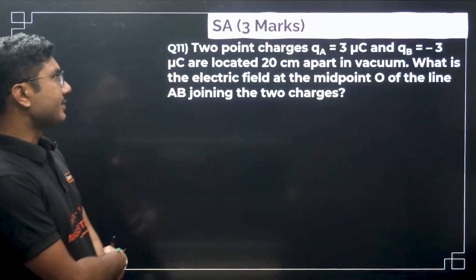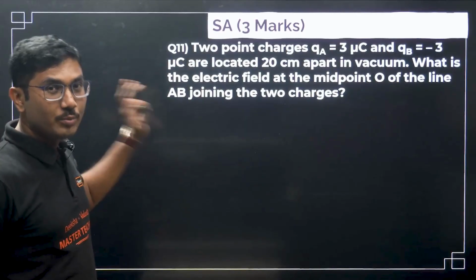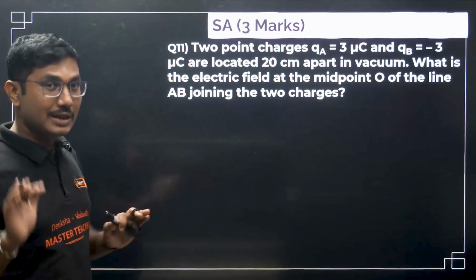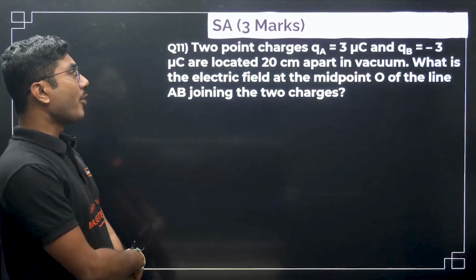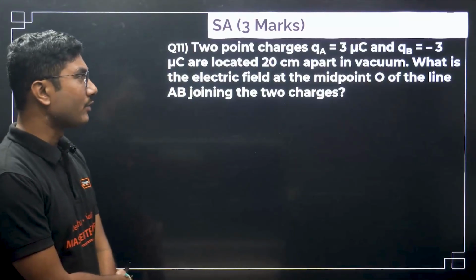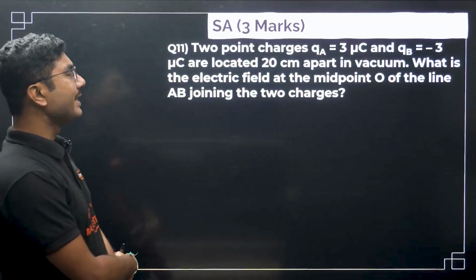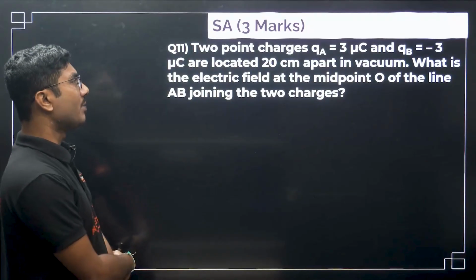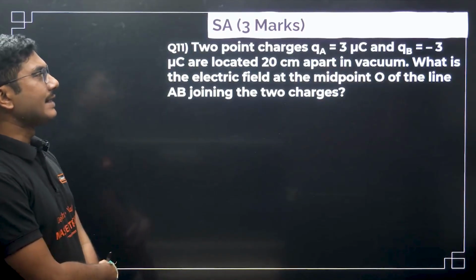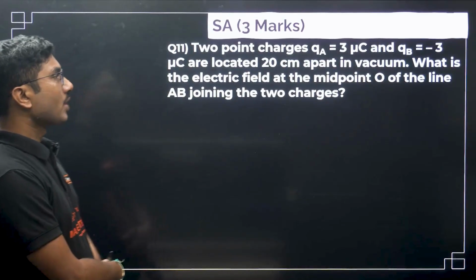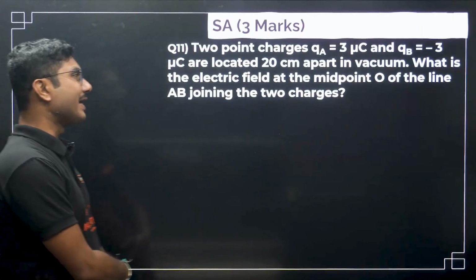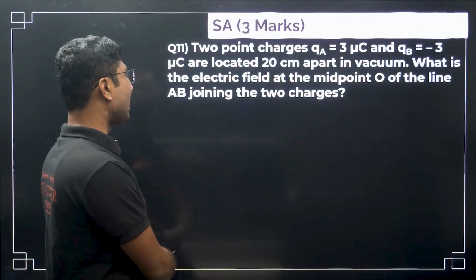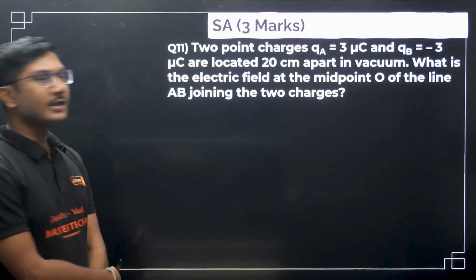2 point charges. Now this is a 3 marker numerical. A 3 marker numerical is well possible. 2 point charges, QA equal to 3 microcoulomb and QB equal to minus 3 microcoulomb, are located 20 centimeter apart in vacuum. What is the electric field at the midpoint O of the line AB joining the 2 charges?